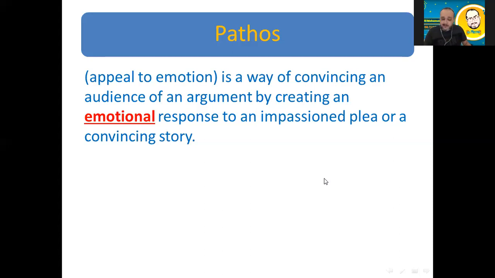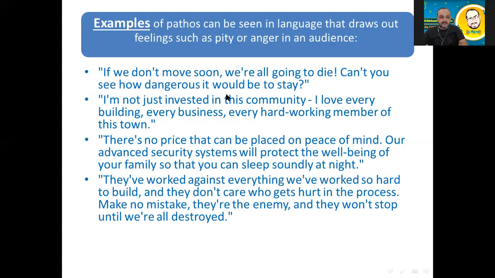Let's see some examples of this pathos or emotional appeal. Examples of pathos can be seen in language that draws out feelings such as pity or anger in an audience. If we don't move on soon, we're all gonna die. Can't you see how dangerous it would be to stay here? What kind of emotion is the writer addressing? Which emotion?